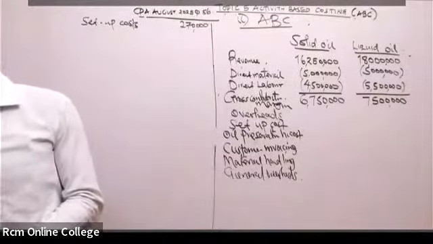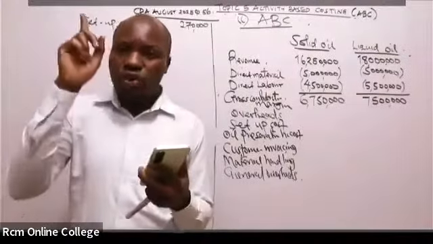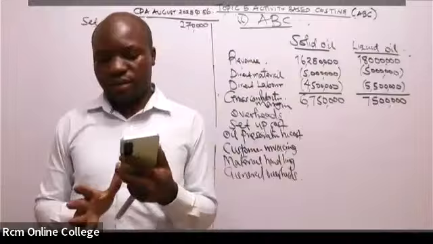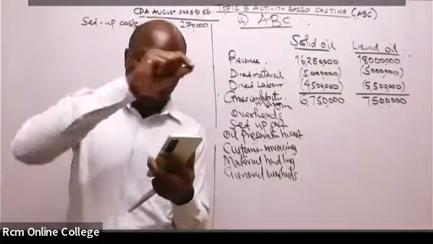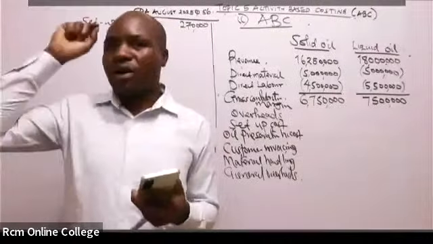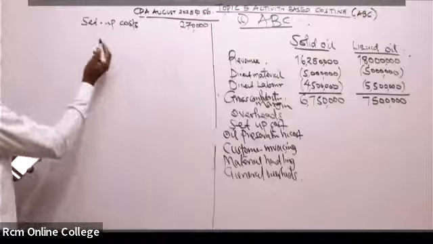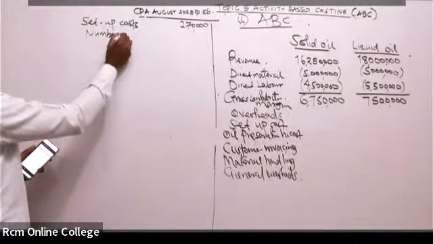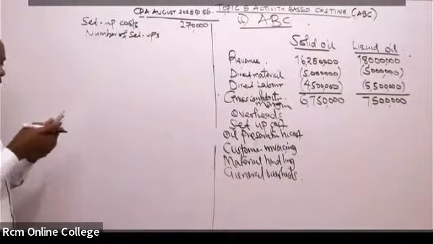In other words, what you'll be required to identify in your exams is now the cost drivers. In these exams, you are given the cost drivers. For me to distribute the setup cost, I'm told that the cost driver is the number of setups. So our activity level will be the number of setups. Can we get the number of setups?